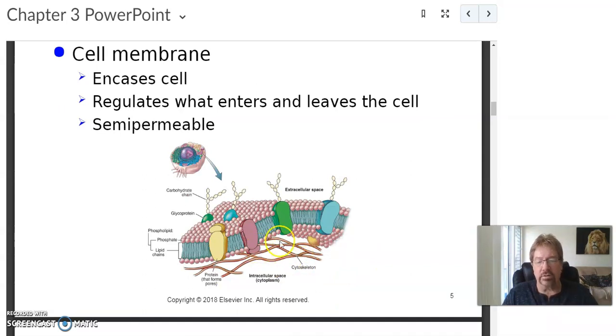Sometimes there are specialized structures on the outside, and we'll talk about that some here too. So what does a cell membrane do? It encases everything, protects it, but it allows entry and exit.